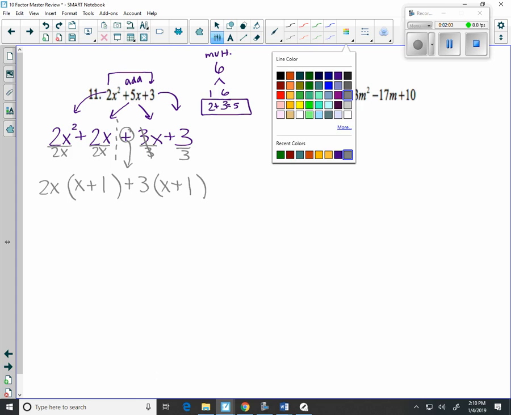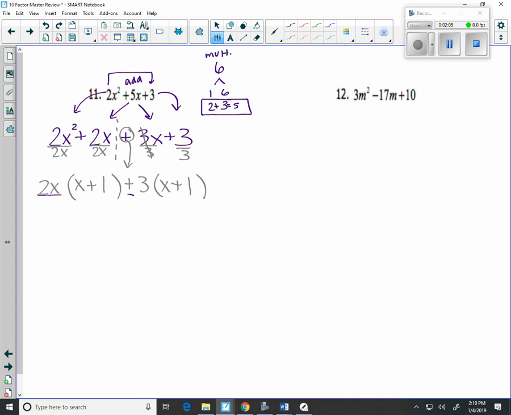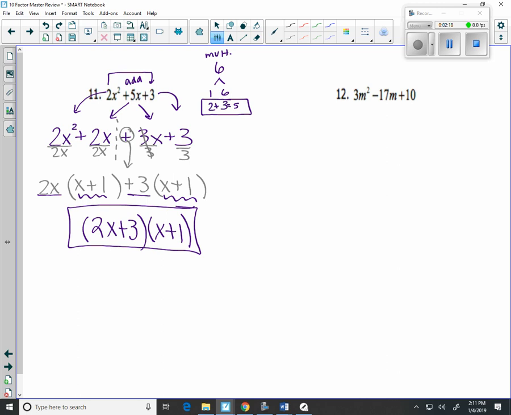And now we're going to write out our final answer. 2x plus 3 in one set of parentheses, and x minus 1, or x plus 1, in your other. Hopefully you're feeling more confident. This is a process that we've done a lot. There's really no shortcut, just gotta trudge through it.